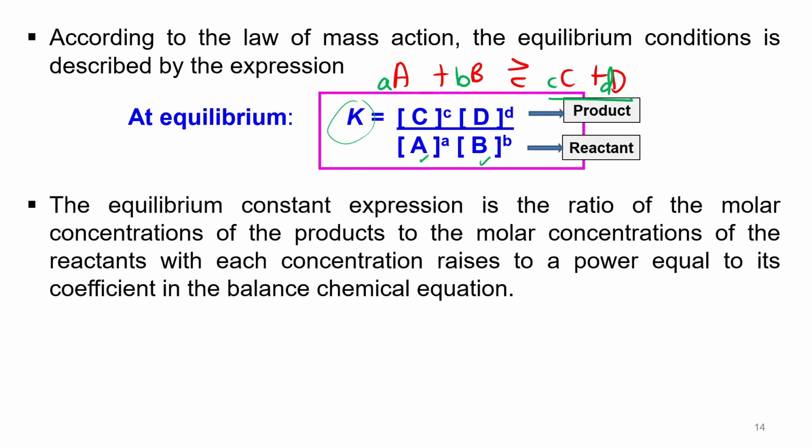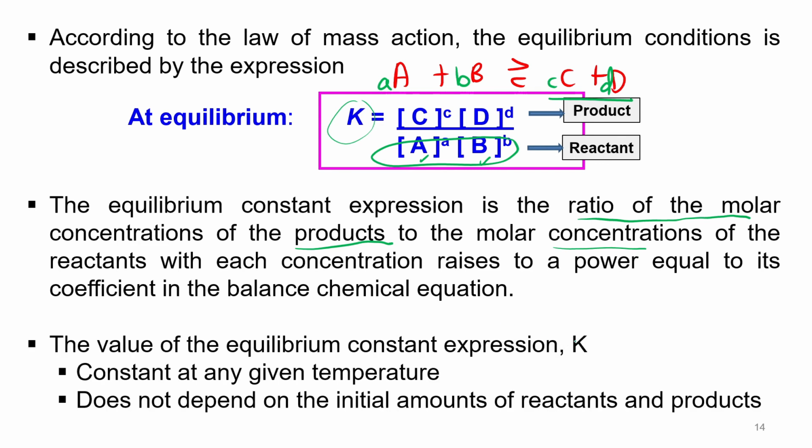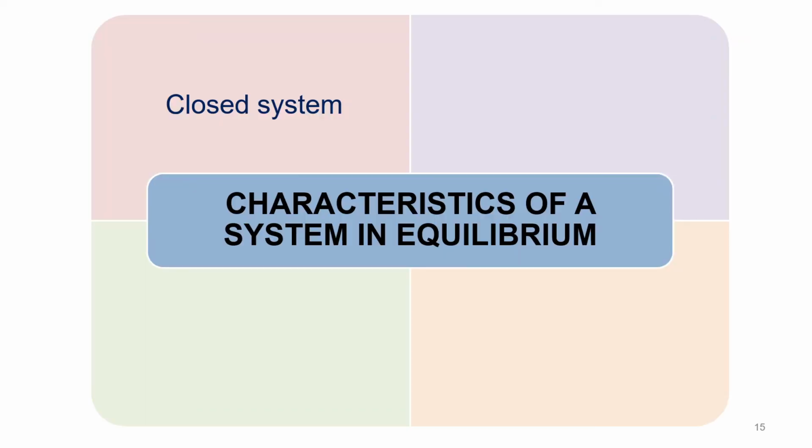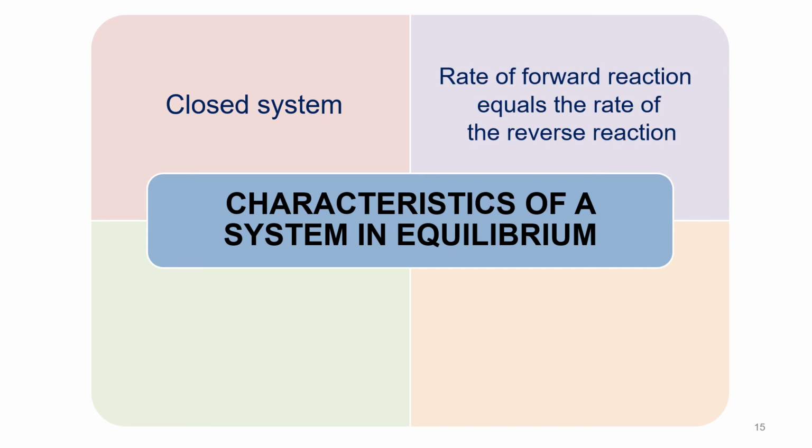So the equilibrium constant expression is the ratio. Okay, ratio meaning divide, the molar concentration of the product to the molar concentration of the reactant. So A and B are the reactants raised to the power of their coefficients. So the power of each coefficient of the reactants and products. So K will be constant at a given temperature. Okay, and it does not depend on the initial amount of reactant and product. So the characteristics of a system in equilibrium.